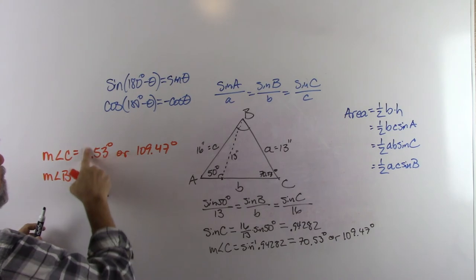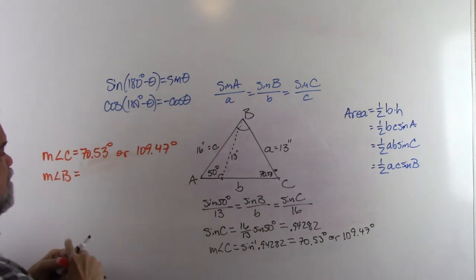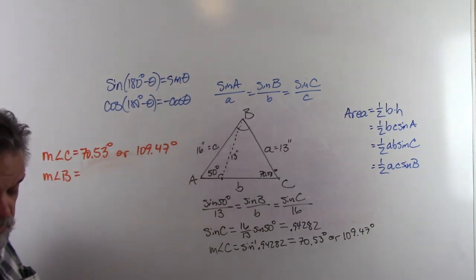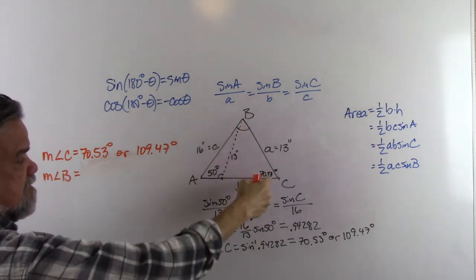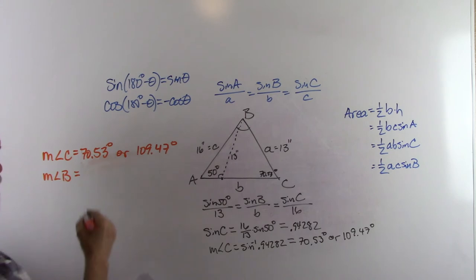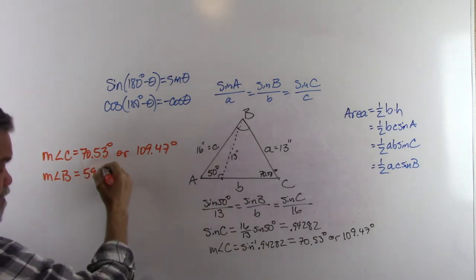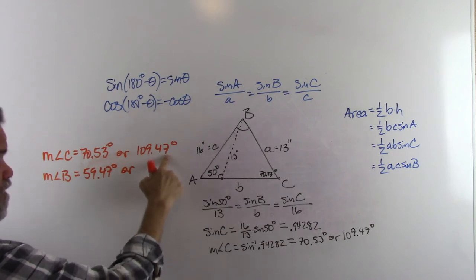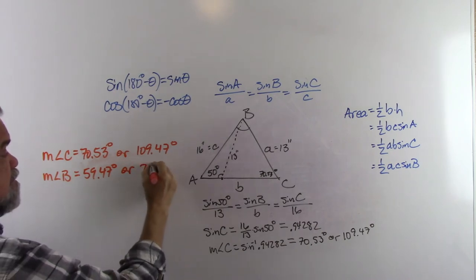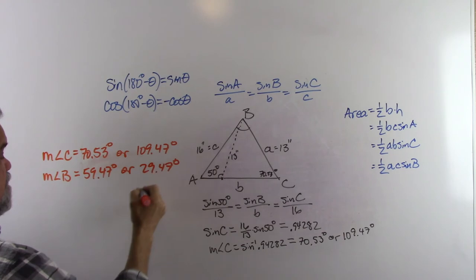If that's the case, well, okay, then the measure of angle B is going to be, if it's 70.53 degrees, then B, in order for A plus B plus C to equal 180, B would have to be 59.47 degrees. Or if C is 109.47, then B would be 29.47 degrees.